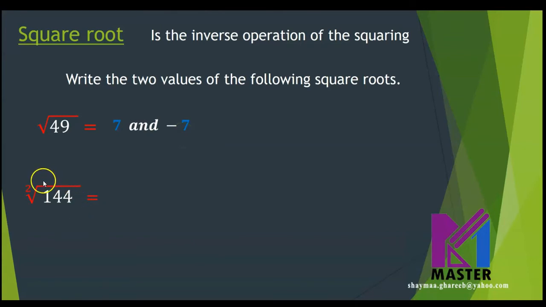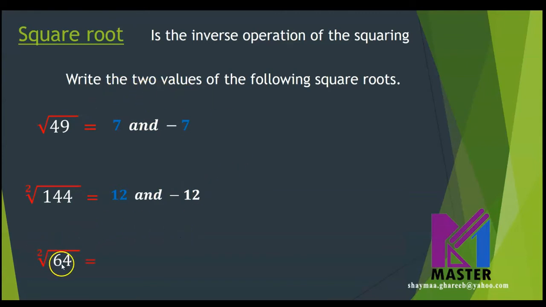What about square root of 144? 144 is a square number of number 12. So the answer will be 12 and negative 12 because the question asked you to find the two values.